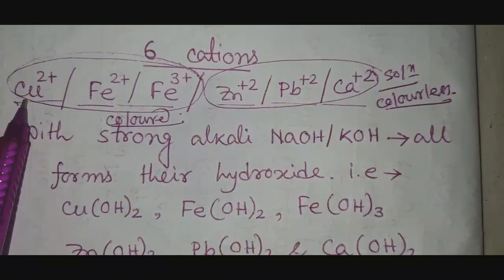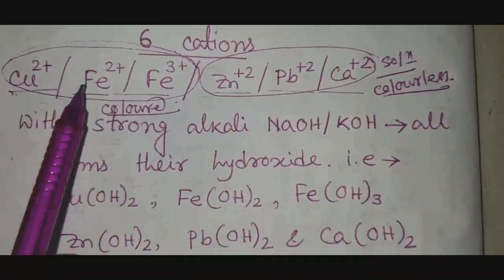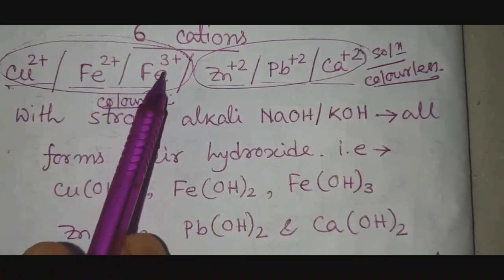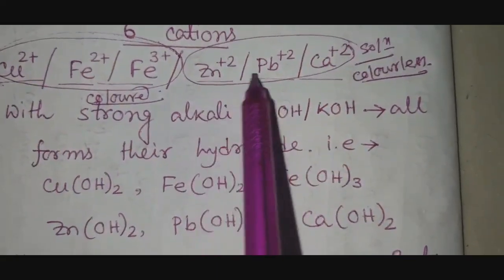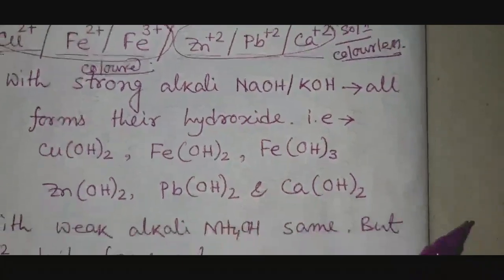Copper, you know that it has a blue colored solution. Copper solution is blue colored. Ferrous, Fe2+, is a very pale green color. Fe3+ is brown color. We also write reddish brown color. Zinc, lead and calcium, their solutions have no color. It is similar to water.